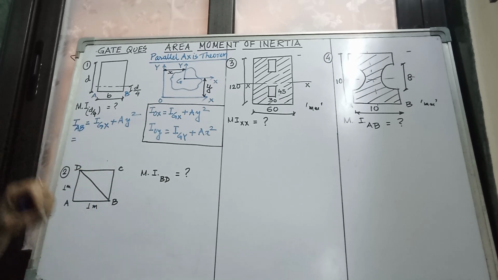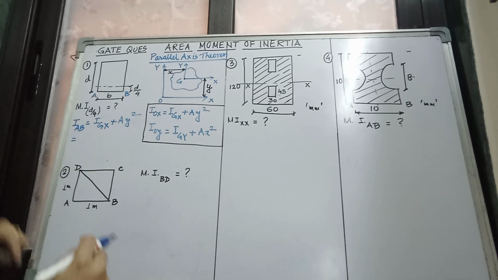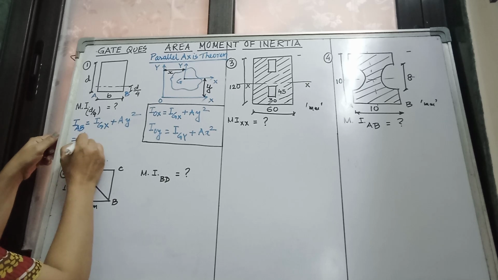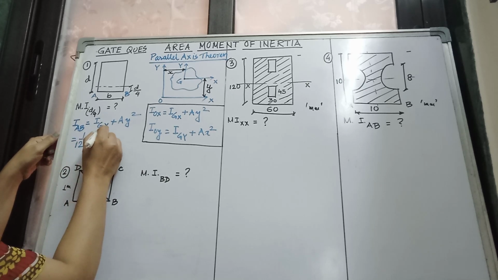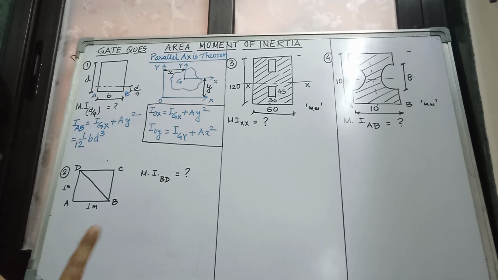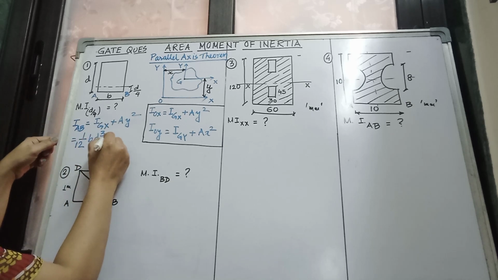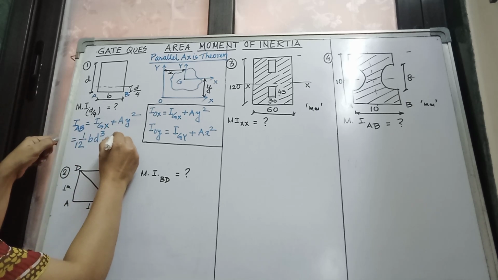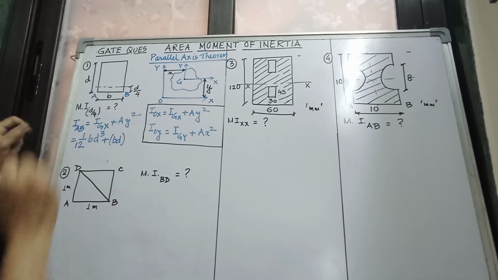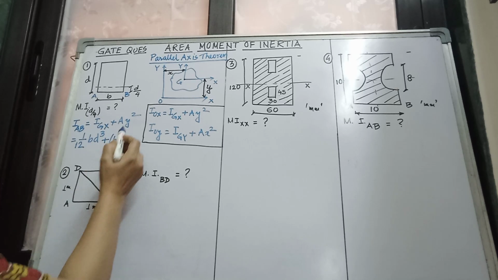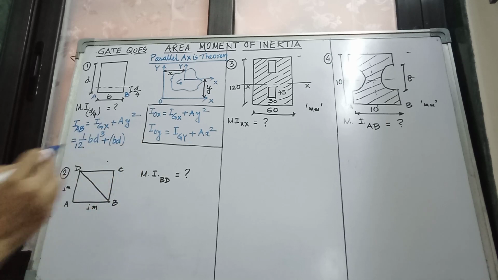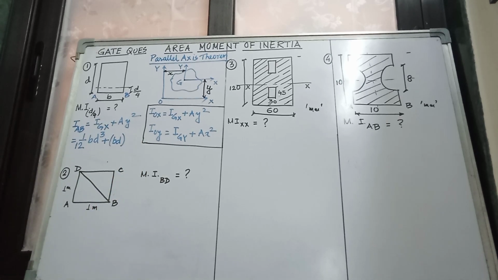What is IGX of a rectangular section? IGX is equal to 1/12 B D cube. Please see the earlier video, where I have mentioned it. For a rectangular section, the centroidal moment of inertia is 1/12 BD cube, plus the area. The area of a rectangle is equal to B into D. Is it okay? What is the distance y? Y is the distance between the centroidal axis and that axis.